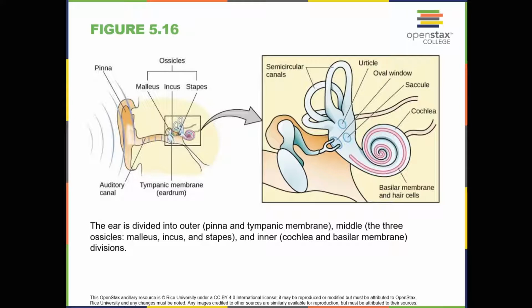The basilar membrane is a thin strip of tissue within the cochlea. The activation of hair cells is a mechanical process. The stimulation of the hair cell ultimately leads to activation of the cell. As hair cells become activated, they generate neural impulses that travel along the auditory nerve to the brain.